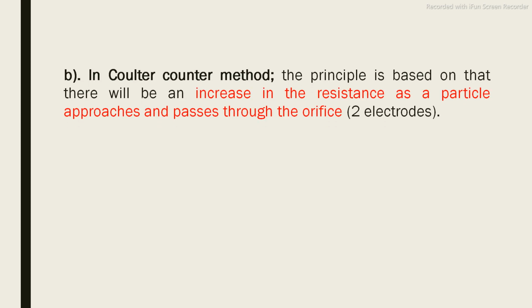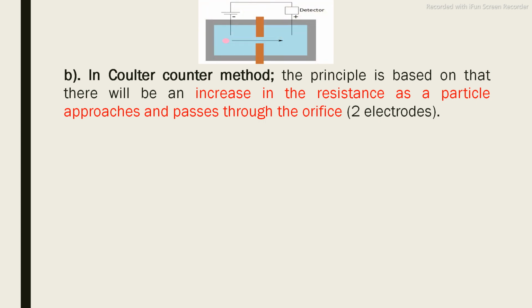Second method is the counter method for detecting the presence of particulate material. So how to detect the material by means of the counter method? In this case there will be an increase in resistance as the particle approaches and passes through the orifice. So in short, if there is an increase in resistance, it means that there is presence of a particle.